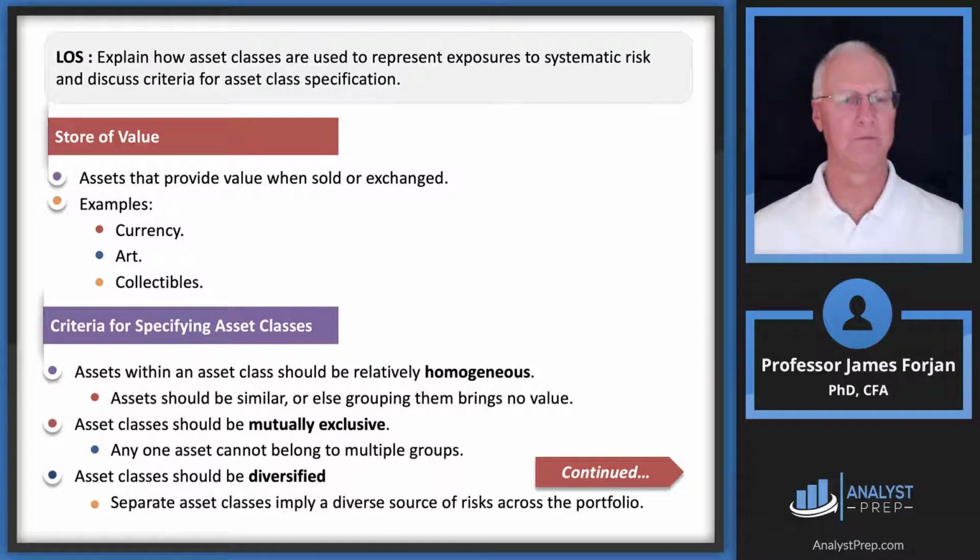All right, how about criteria for specifying an asset class? We probably know this. They should be relatively homogeneous. They should be mutually exclusive, meaning that a fixed income security probably doesn't belong as a collectible, right? And asset classes should be diversified.